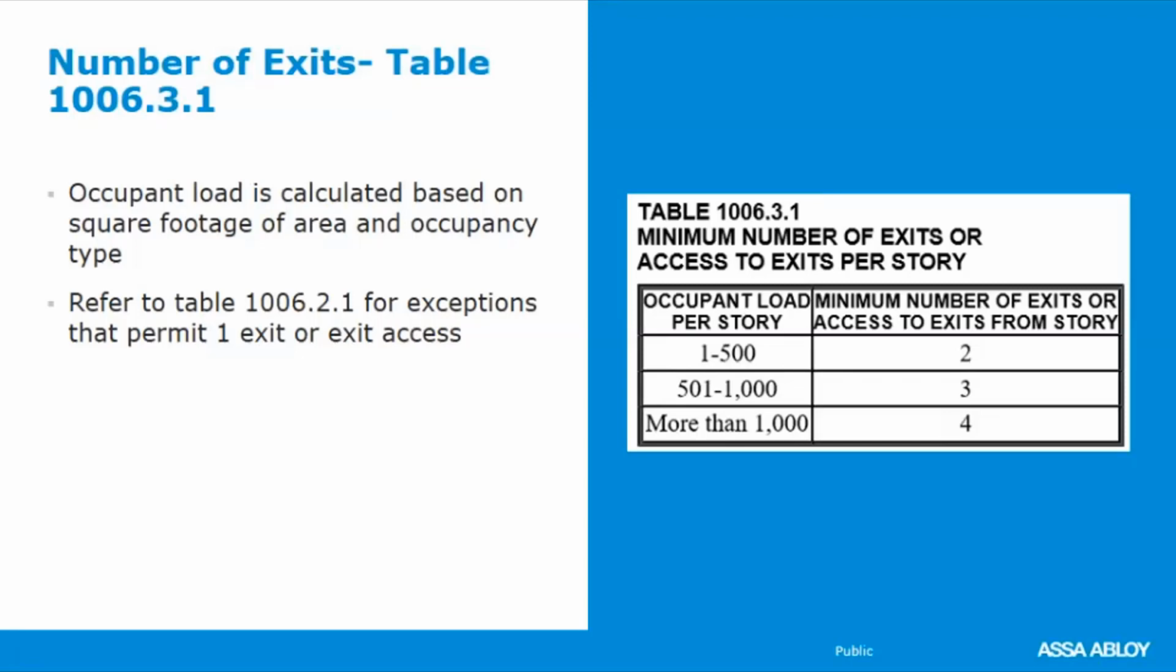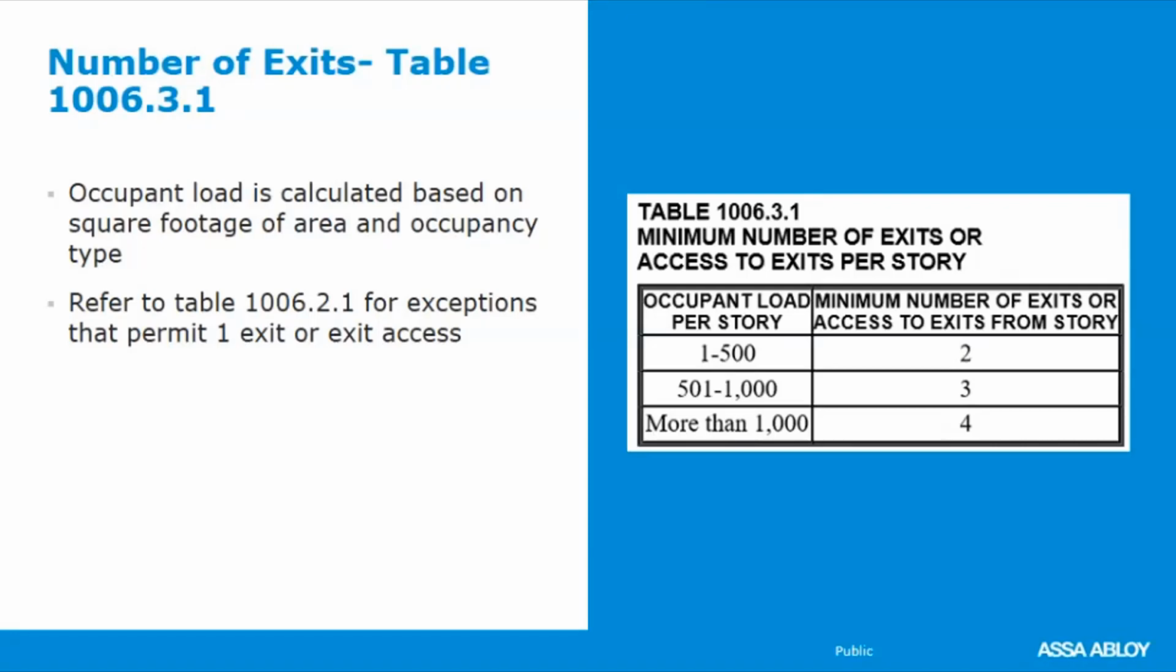Table 1006.3.1 tells us that from any space or story, the number of exits or exit access, when we have 1 to 500 people, we need a minimum of 2 exit or exit access doors. From 501 to 1,000, we need 3, and more than 1,000, 4. IBC is an exceptional code, and there are exceptions pretty much everywhere. So be aware that there are some conditions that allow for 1 exit or exit access from a space. Table 1006.2.1 will have those exceptions.